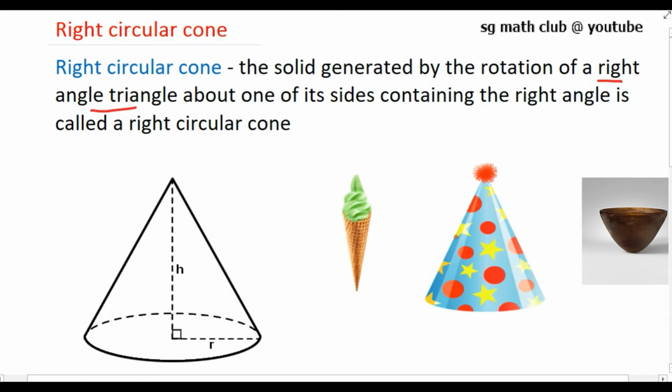And the solid which is generated by the rotation of a right angle triangle is called a right circular cone. Why am I saying right circular cone? Because the angle here is 90 degrees. In your higher classes, you will be studying about cones where the angle is not 90 degrees. Such a cone will not be called a right circular cone. So in this chapter, if we simply say cone, it means right circular cone.